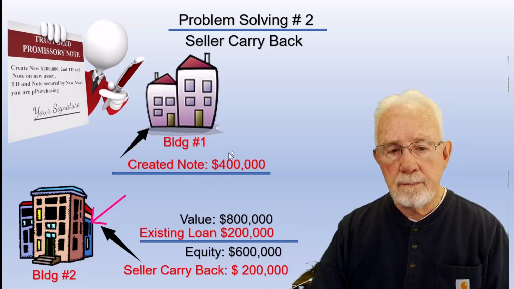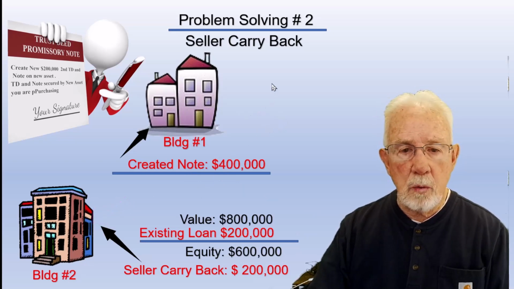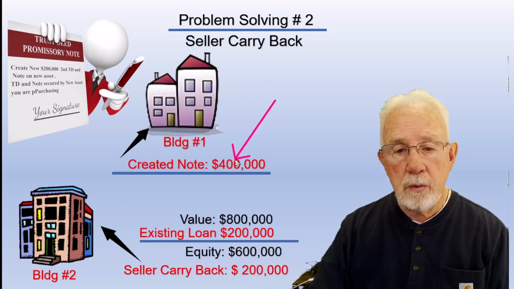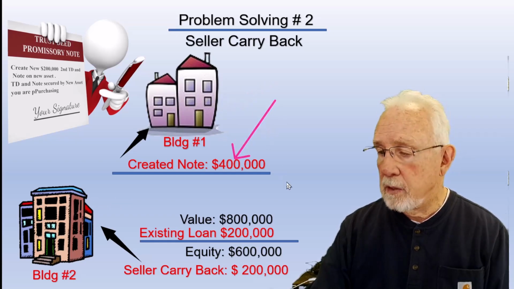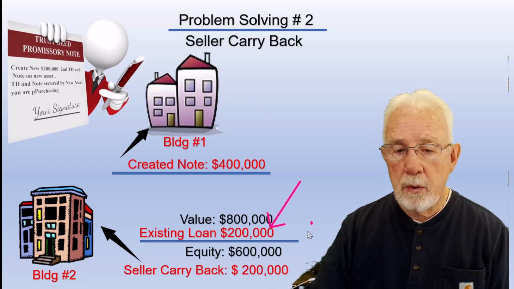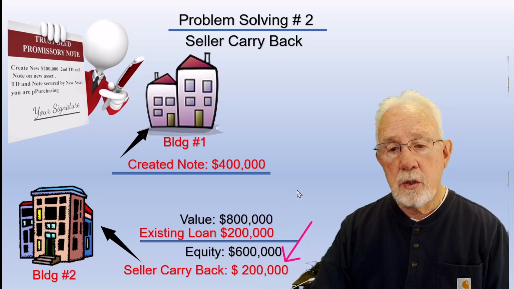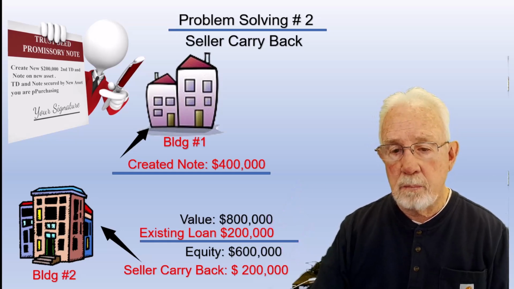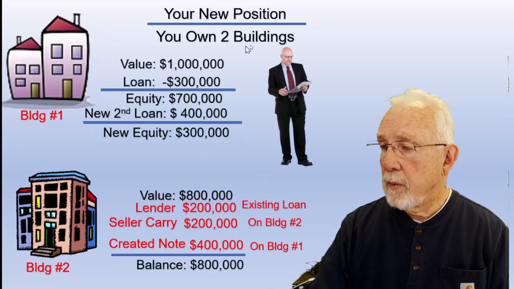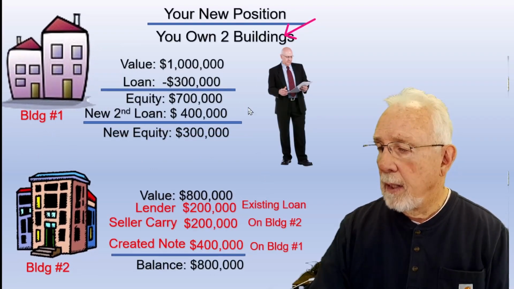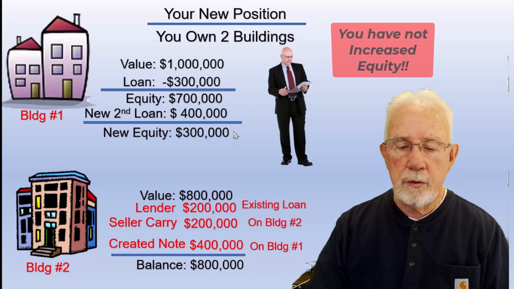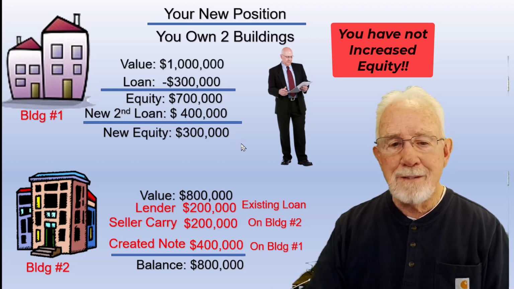So how does that look? We've got a $300,000 mortgage on this building. We've got a $400,000 note on this building in second position. And we're going to take this mortgage subject to, and we're going to ask the seller to carry back $200,000 in second position. So now you own two buildings. Your equity position has changed some. We've moved it around. You have not increased your equity. You've just moved it around.